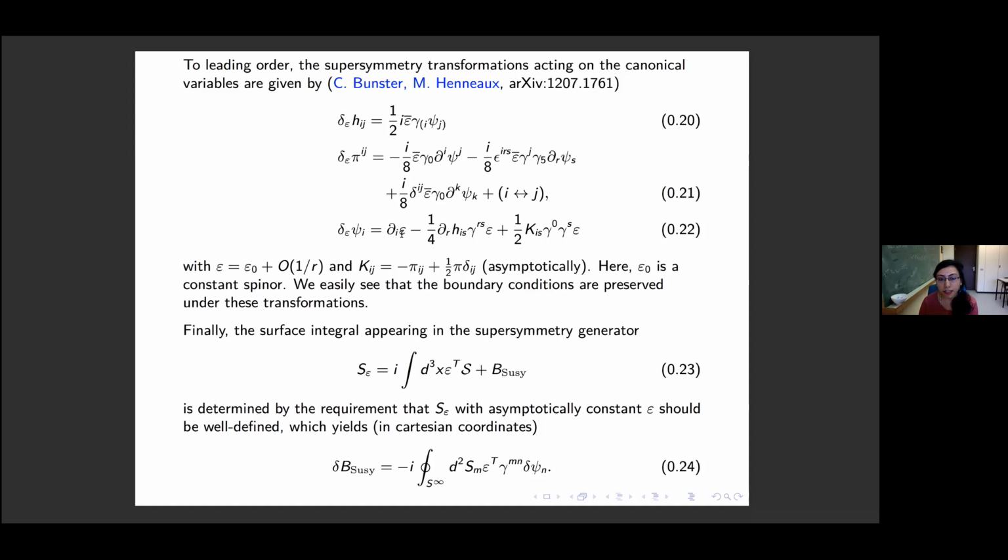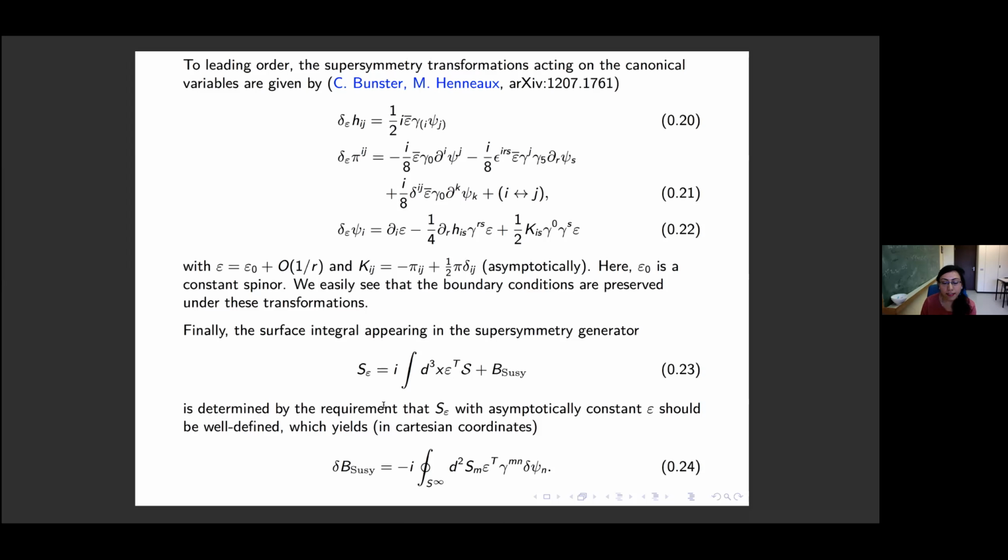Because even if epsilon is independent of r but depends on the angles, still del I epsilon would be order 1 by r. This is like, by chain rule, when you go from Cartesian to polar coordinates. So here we actually require the leading order of epsilon to be a pure constant, not even a function of the angles. So epsilon 0 is a constant spinor, and now we see that the boundary conditions are all preserved under these transformations.